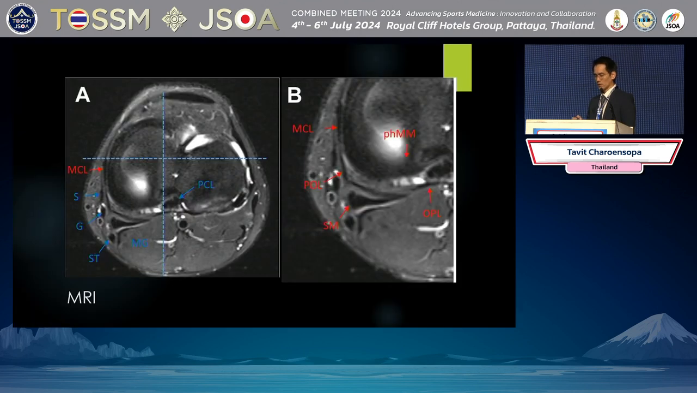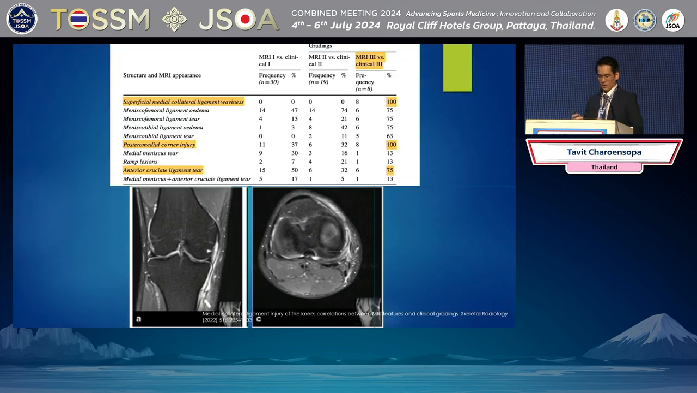The MRI is the most helpful investigation to determine the injured structure. When you want to see the posteromedial corner, you should look at the coronal plane. You will see the superficial MCL. After that, you will see the sartorius and the gracilis tendon. Underneath both tendons is the posterior oblique ligament. And if you see waviness of the superficial MCL on the MRI, it means a posteromedial corner injury, and 75% of these cases are associated with ACL injuries.